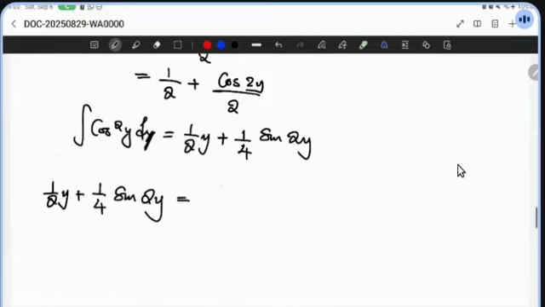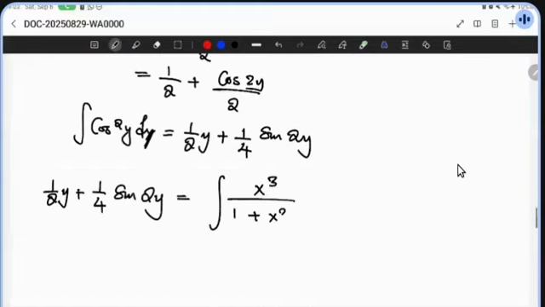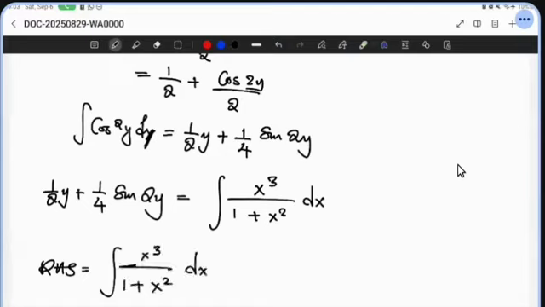Now we do the same thing on the right-hand side. Integrate x cubed over 1 plus x squared dx. Again, how do you integrate that right-hand side? Substitution. What will be your u? I don't know, maybe x to the power 3.